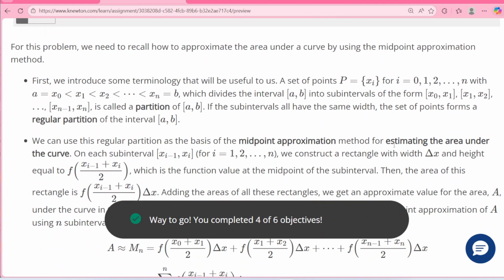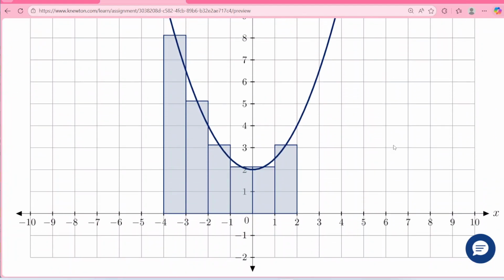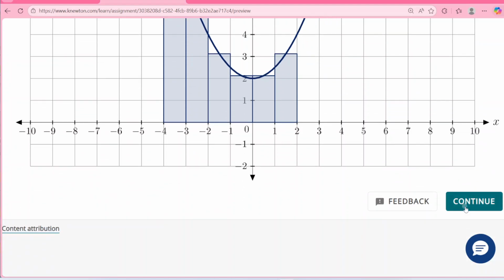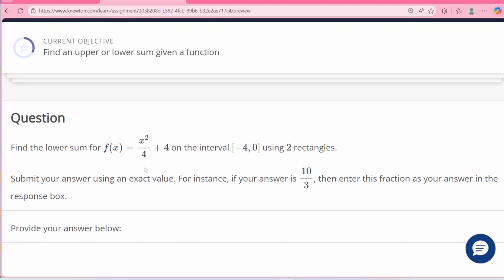Great. And again, they probably give you some nice little picture like that with the 6 rectangles and all the midpoints plugged in for the heights. All right, so back to upper or lower sum. So here we're asked to find the lower sum this time. So remember, lower sum meant over each interval, you're plugging in the value that gives you the lowest height. So that way you're always underestimating the area.